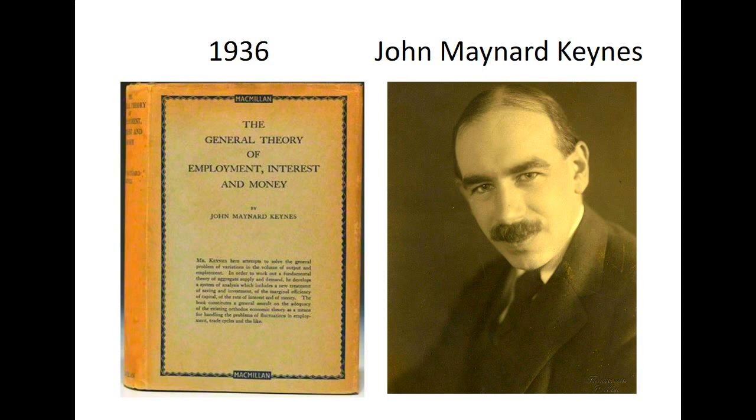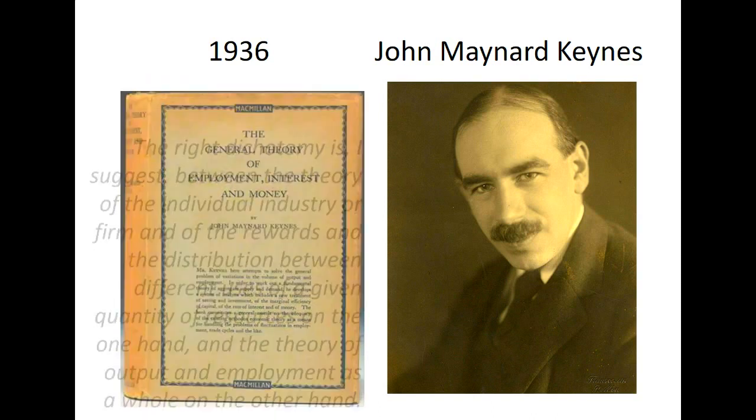Since the 1930s, at least, economics has been divided into two areas of study, or two levels of study, if you like. One is called microeconomics and the other is called macroeconomics. This division was first put forward in the 1930s explicitly, and the economist John Maynard Keynes, in his 1936 book, The General Theory of Employment, Interest and Money, put forward this division explicitly.